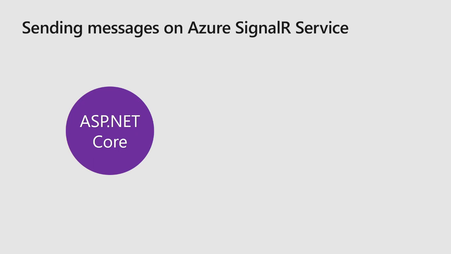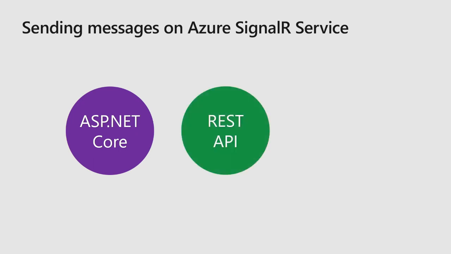As far as publishing messages to SignalR Service to send to clients, there's three ways to do it. The first way is using ASP.NET Core. With about 3 lines of code, you can add SignalR Service to your ASP.NET Core application and have that act as your SignalR scale-out backplane. It's really easy to use.